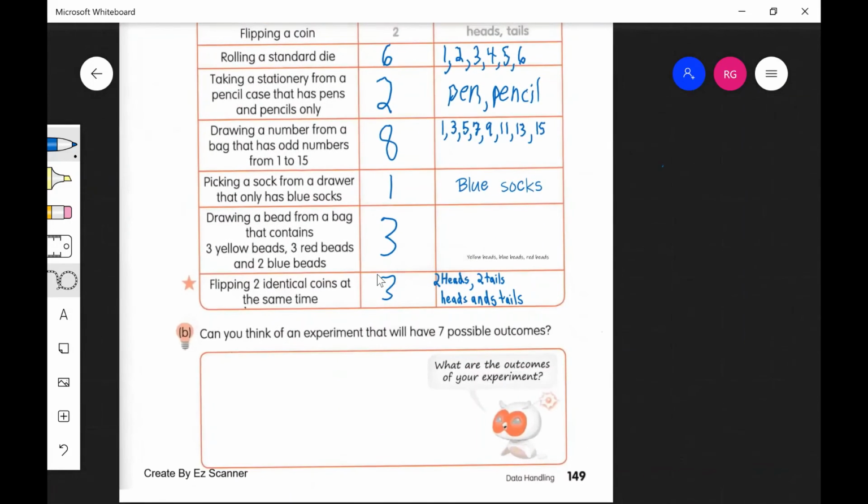Can you think of an experiment that will have 7 possible outcomes? That's your homework, okay? So hopefully you guys have got those.